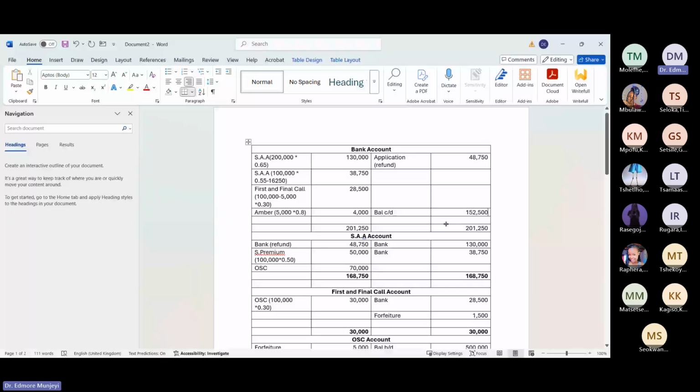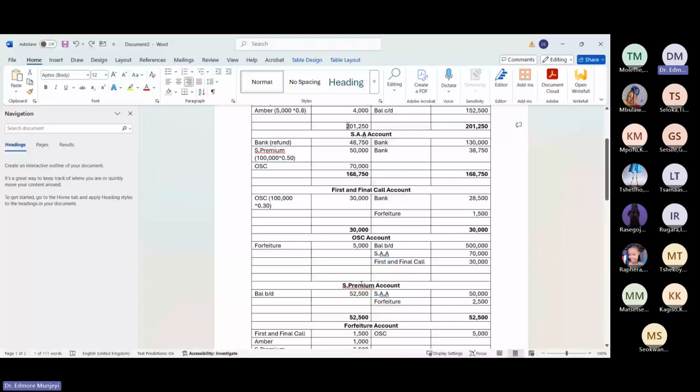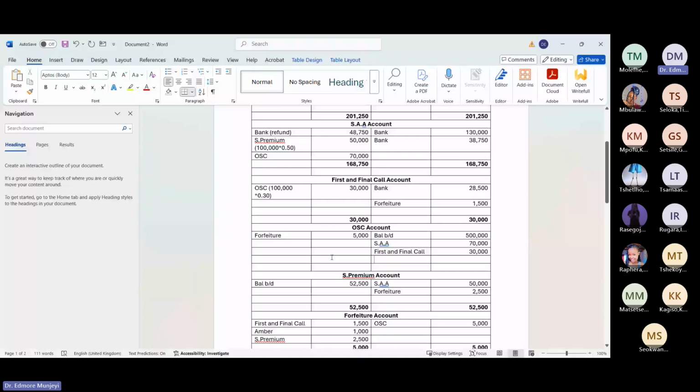Now we are only left with one account to close. That is the OSC account. So in the OSC account, remember when Ember was receiving those 5,000 shares, we debited them on Ember's account. Now we have to credit them on the OSC account, ordinary share account. So we are going to say Ember 5,000.